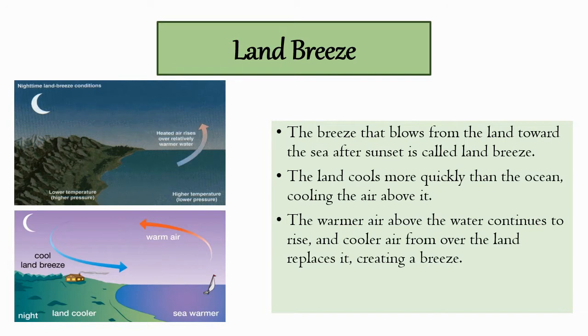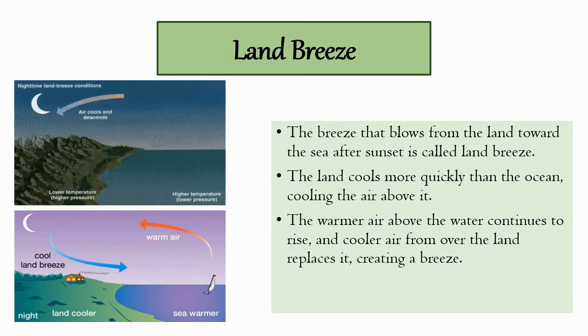Land breeze. The breeze that blows from the land toward the sea after sunset is called land breeze. The land cools more quickly than the ocean, cooling the air above it. The warmer air above the water continues to rise, and cooler air from over the land replaces it, creating a breeze.